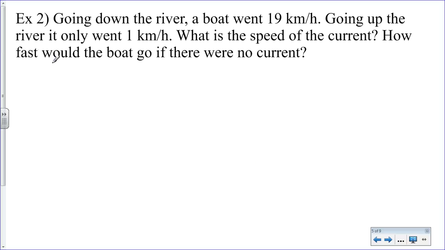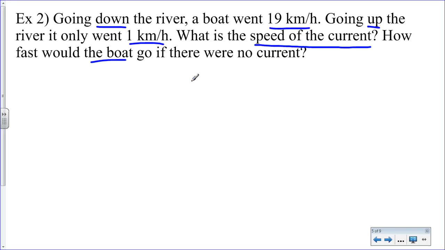Let's go ahead and try the next problem. This one's a little different, so we're going to read through it and then underline important information. Going down the river, a boat went 19 kilometers per hour. Going up a river, it only went 1 kilometer per hour. Okay, so important information. Down was 19, up was 1. Two things they're asking us: speed of the current and speed of the boat.